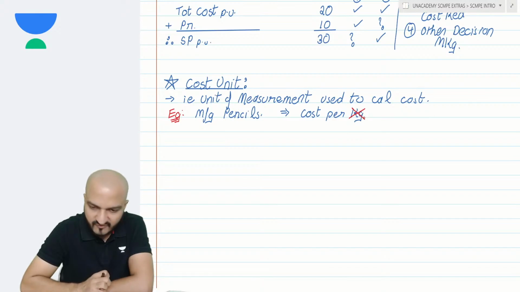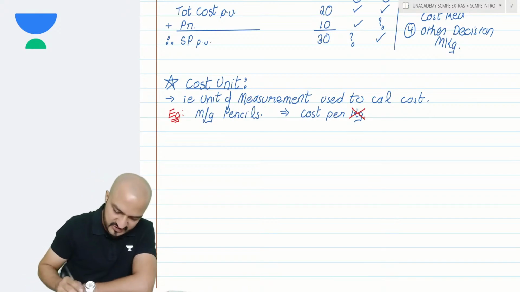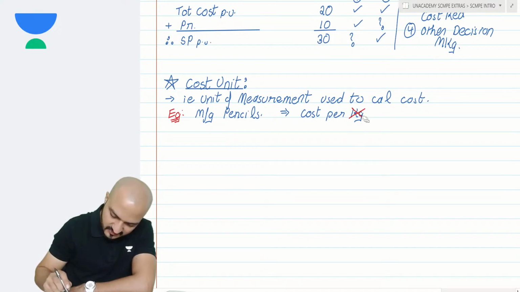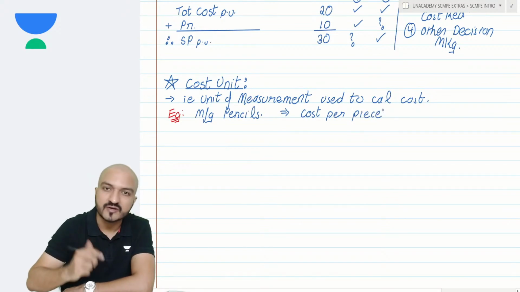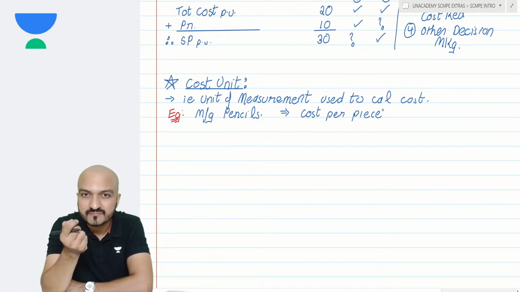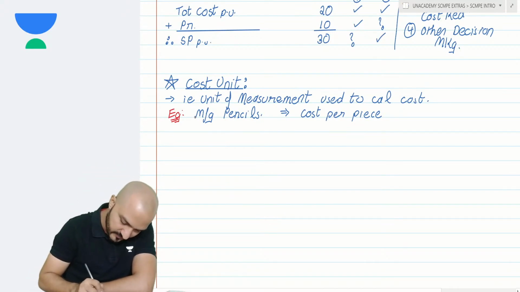Can you try? If I'm manufacturing pencils, Maruti, per batch? Why per batch? Well, in case of pencils, my cost will not be calculated per kg or per batch. My cost will be calculated in terms of per piece, per unit, per pencil. Yes, chalo, another example.